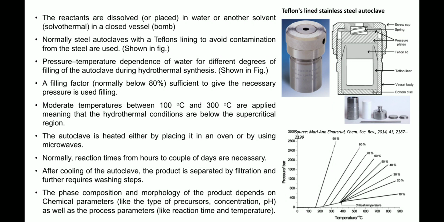The autoclave is heated either by placing it in an oven or by using microwaves. So heating can be done in different ways. You can use a normal oven, or in some special situations you can use microwaves for the heating process. But in that case, you have to use a different type of autoclave. The stainless steel autoclave will not work there. So in most common laboratories, the Teflon lined stainless steel autoclave is kept in a normal conventional oven.